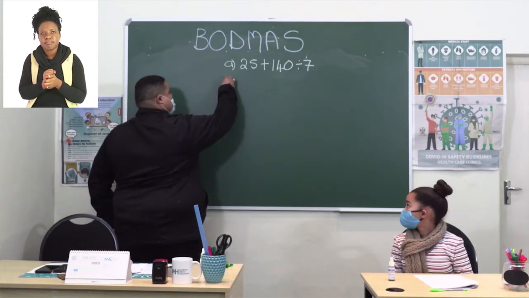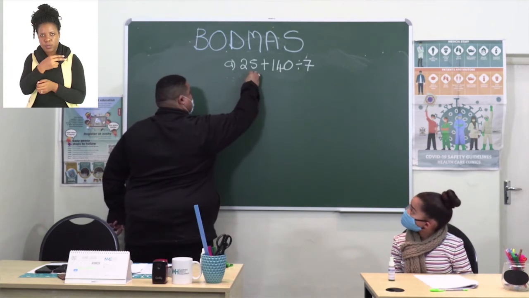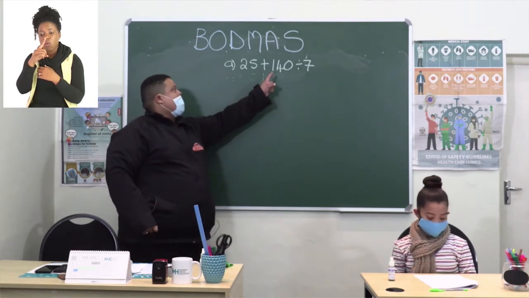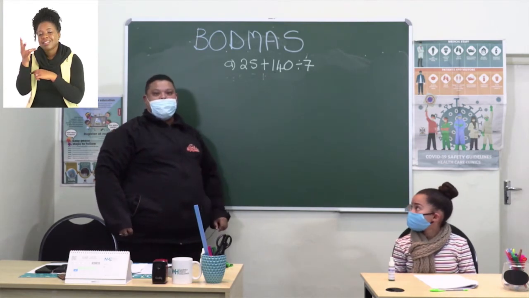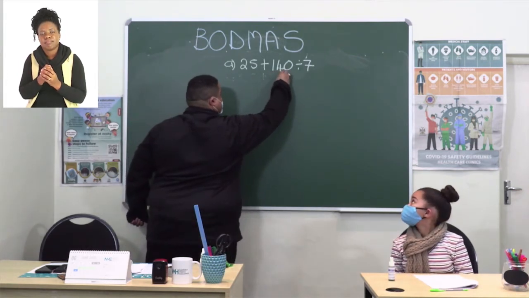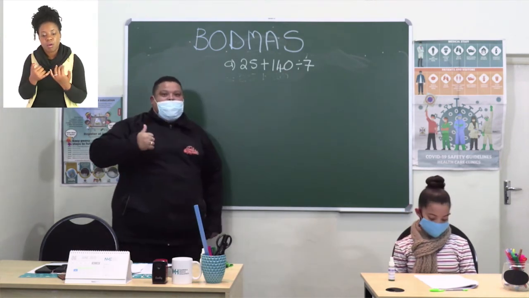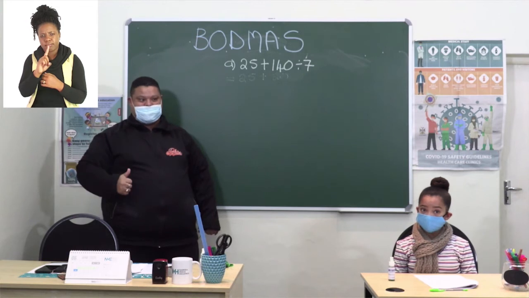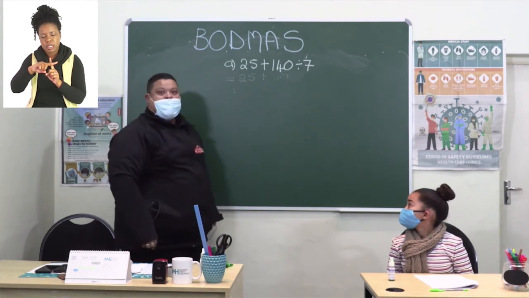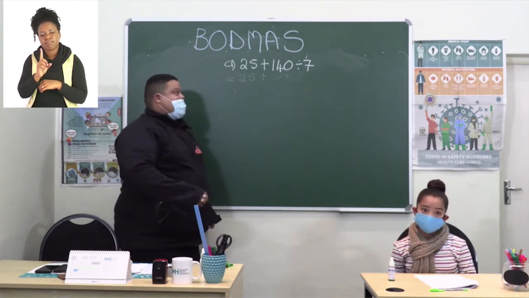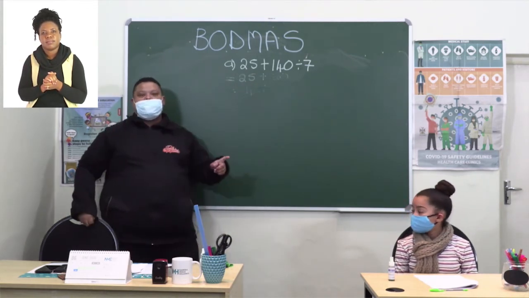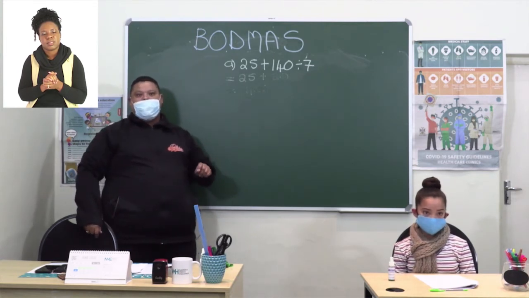So we will say equals 25 plus. Now we will do the sum first, and we will say 140 divided by 7. And 140 divided by 7 equals 20. And now I'm left with my addition sum. And now we say equals 25 plus 20, and that is equal to 45. Now remember, guys, in the beginning I said, don't change the order of the number.